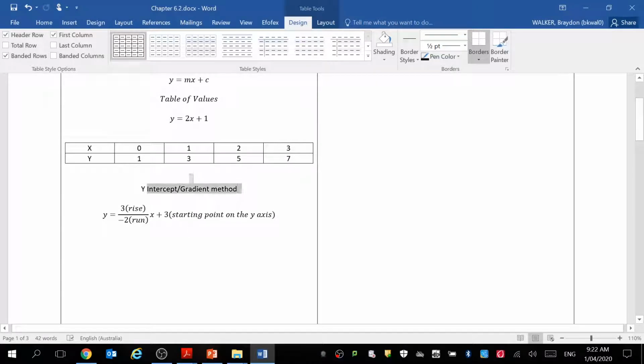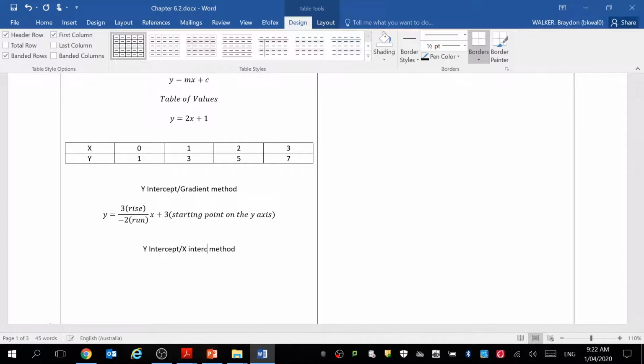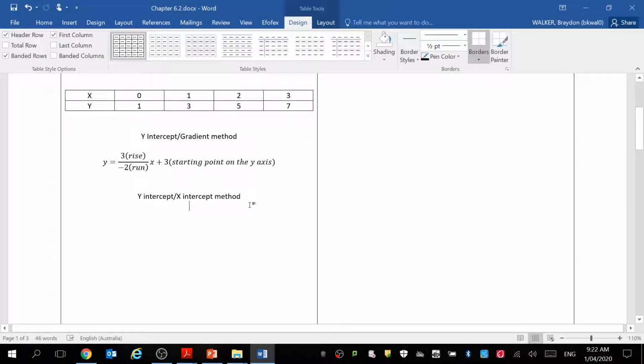Now, the final method, instead of using the gradient, we're going to use the y-intercept and the x-intercept method. Now, you're probably sitting there thinking, okay, how do I go about this? Well, what we do is we take our equation again. This time I'm just going to use y equals 2x plus 1.